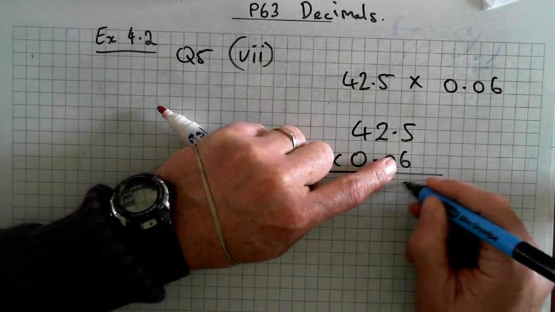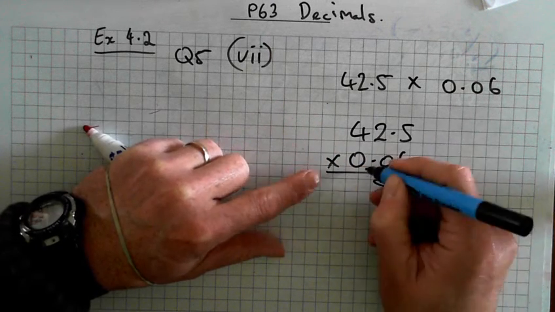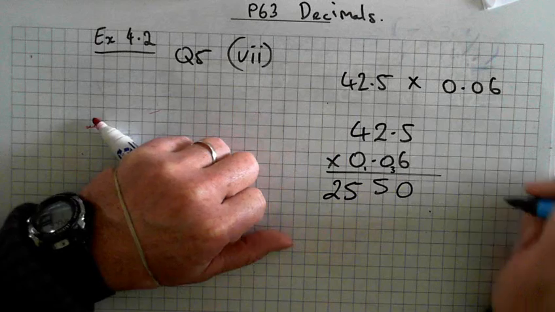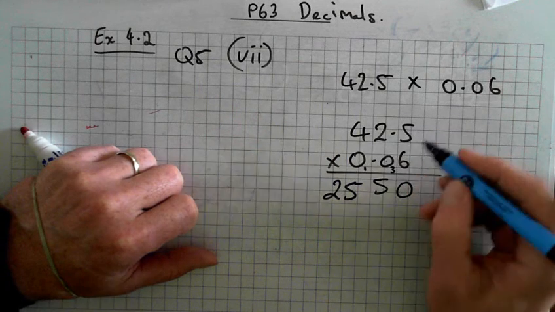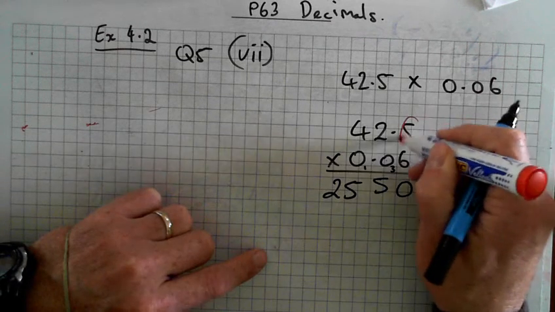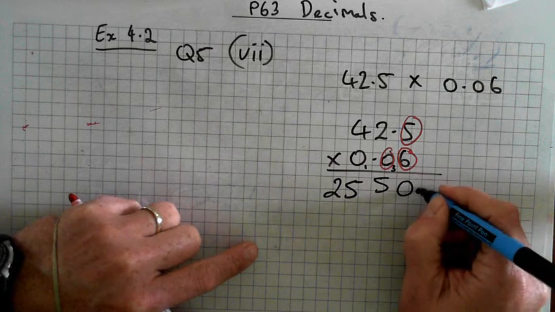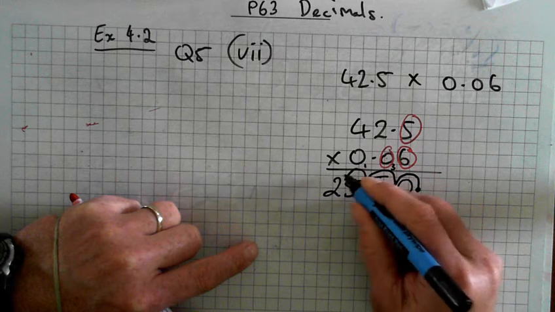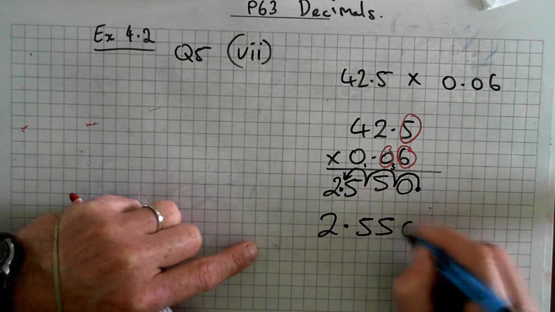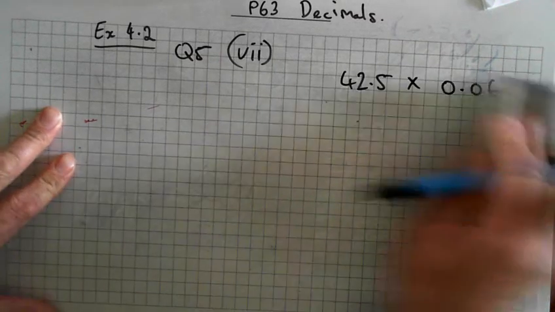6 5s are 30. Down 0, carry the 3. 6 2s are 12 plus 3, 15. Down 5, carry the 1. 6 4s are 24 and 1, 25. Now if I multiply by 0, I get nothing. Alright, so how many numbers are to the right of the decimal point? 1, 2, 3. So I start with my decimal point here, and I go 1, 2, 3. 2.55. I can put the 0 in there if I want, but I can take it out if I want. Okay, now question 6.